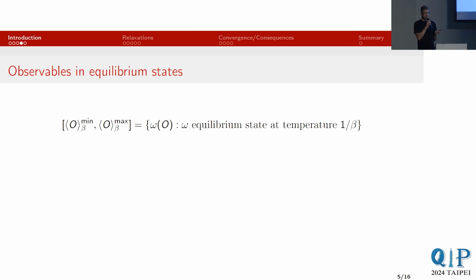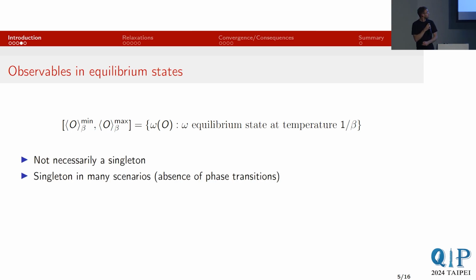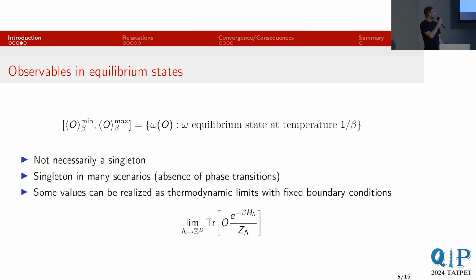It can happen, and this is related to something like phase transitions, that there are several possible values for an observable at a fixed temperature and for a fixed Hamiltonian. There's still a lot of interesting scenarios where this will not happen. If you have some proof there's no phase transition, this usually also means at the same time this interval is just a single point. But it can happen in general.